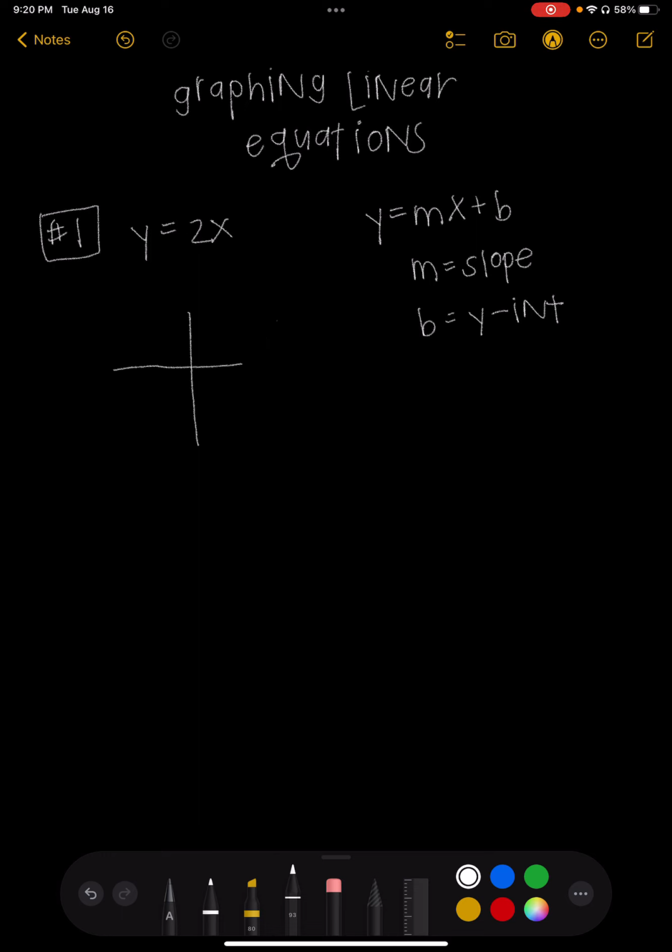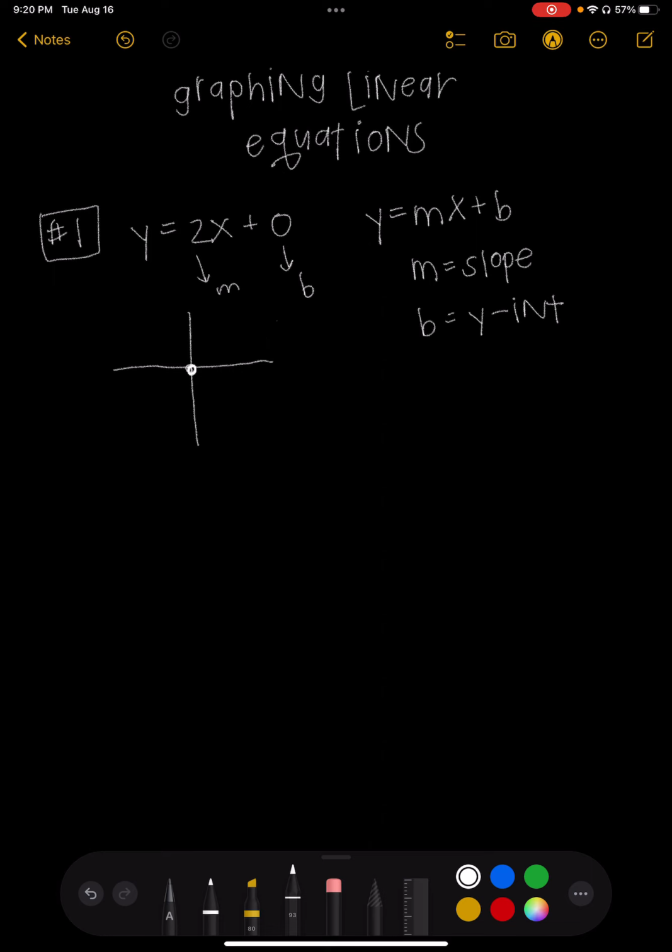So in this example, we don't actually have a y-intercept because it's just y equals 2x. I could even write y equals 2x plus 0. So we knew that this was the b and this was the m. And so like I just said, we're going to start with our y-intercept. Well, the y-intercept is 0, which means that I'm going to just put this point on the y-axis at 0. Okay, then we're going to find our slope, and our slope is 2.